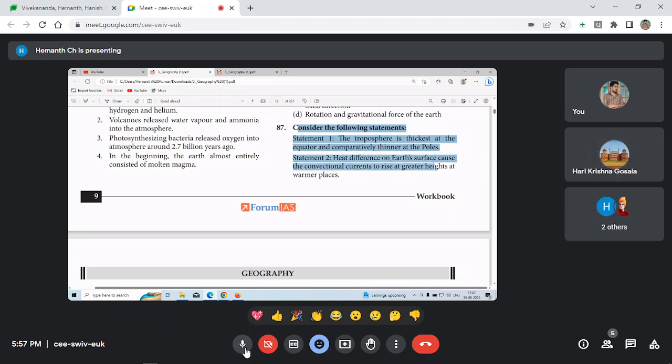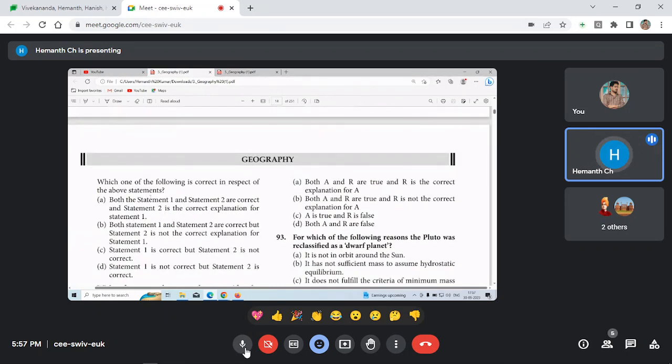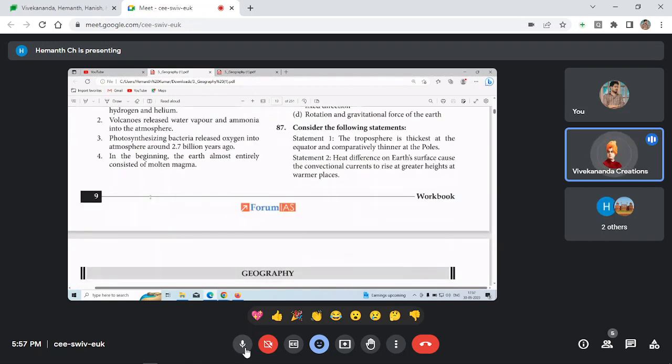Heat difference on the surface causes the convectional currents to rise at greater heights at warmer poles. First statement తప్పు. Statement 1 is wrong, but statement 2 is correct. అదే పెట్టు. Troposphere is thickest at the equator and thinner at the pole. Okay. Heat, no, ఒక్క నిమిషం. Heat difference on Earth surface causes convectional currents to rise at greater heights at warmer places.